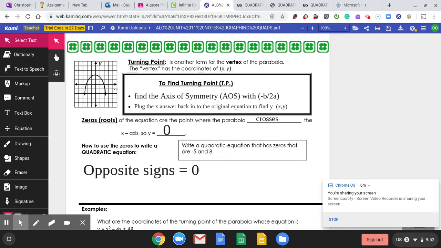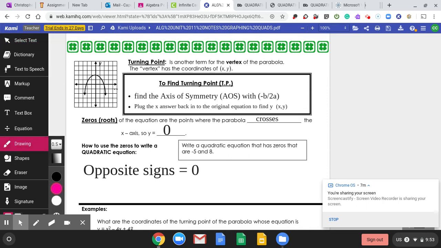Turning point. Sometimes, as I said, we call it a vertex. To find the turning point, you need to first find the axis of symmetry, which you do with -b over 2a. Same thing you did last time. Then take that answer, put it back into the original equation, and find y. So you're going to write y equals something x² plus something x plus something. When you get that answer, that is called your turning point, and that would be the highest or the lowest point on your graph.